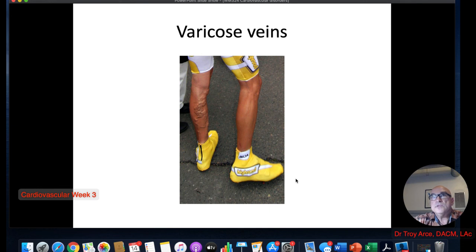Okay, here's a cyclist on his bike with his shoes on. You can see it's pretty obvious right there, his left calf. Right there, there are some varicose veins right in through there.